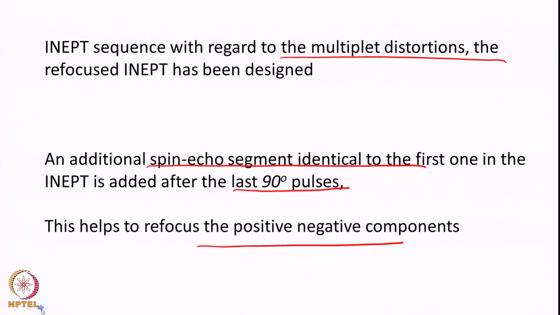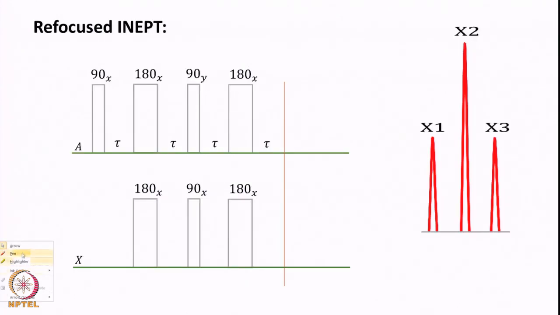So what actually it is, if you look here, like INEPT, we are starting from a 90 degree pulse, then we are waiting for a time tau, which is 1/4 J. Now we are simultaneously applying a 180 degree pulse on A spin and X spin. We are waiting again for tau, and then we are applying a 90 degree Y pulse on, say, proton, followed by a 90 degree X pulse on carbon. So A spin and X spin. Here we saw that we are getting positive and negative signals.